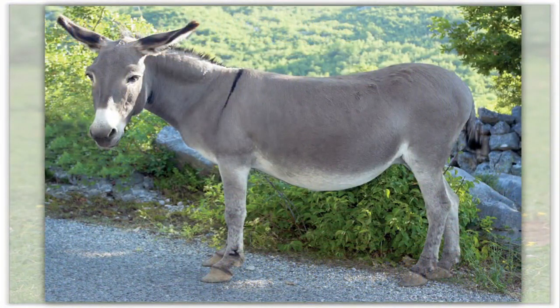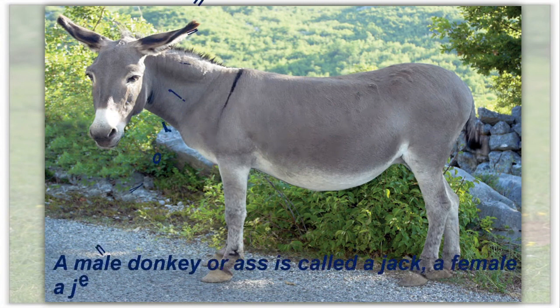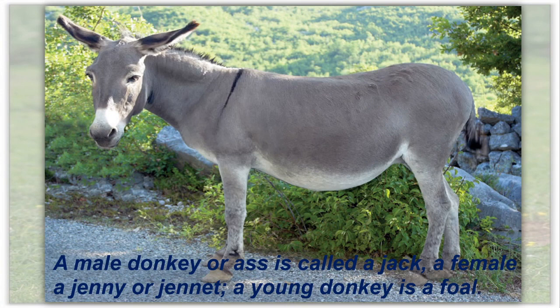Dear children, you can see here a donkey. A male donkey or ass, A-S-S, is called a jack. A female, a Jenny or Janet. A young donkey is a foal, F-O-A-L, foal. Got this? Now we will take some details about this pet animal donkey. Male donkey or ass is called Jack, female is called Janet, and the young one is called foal.